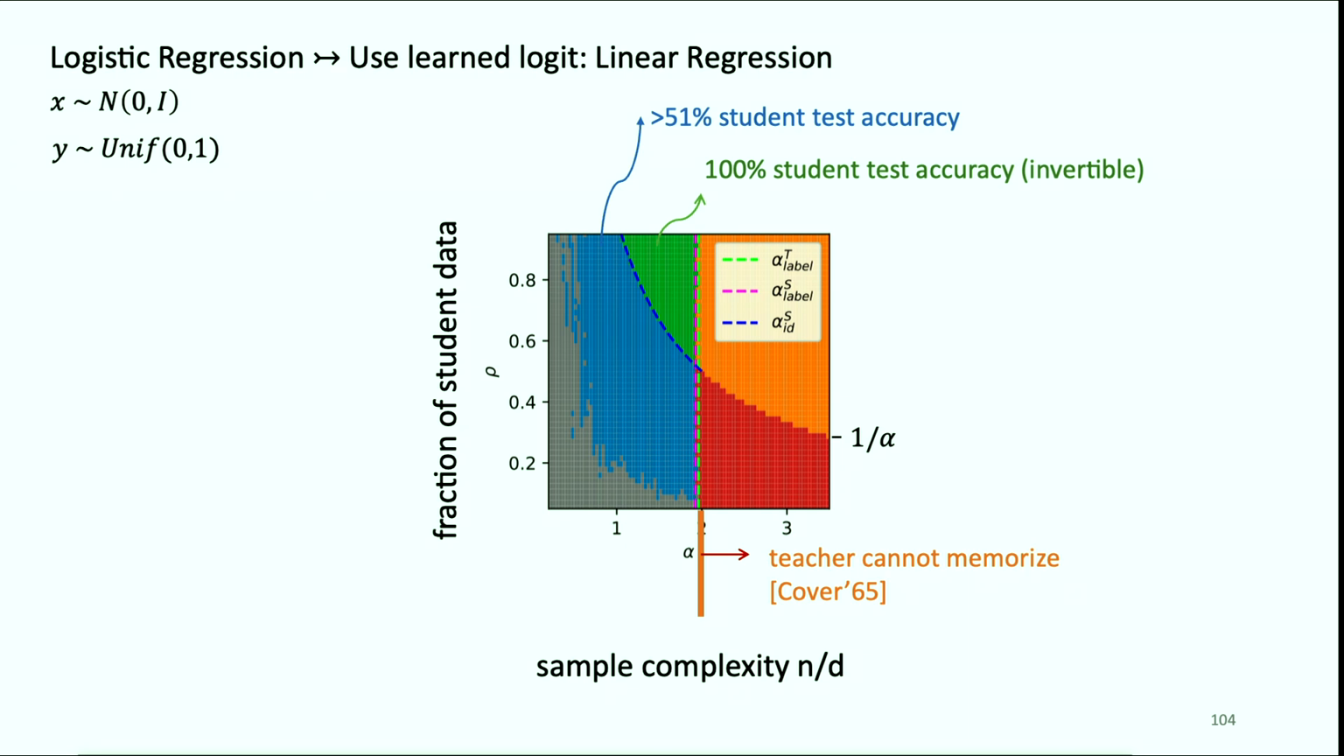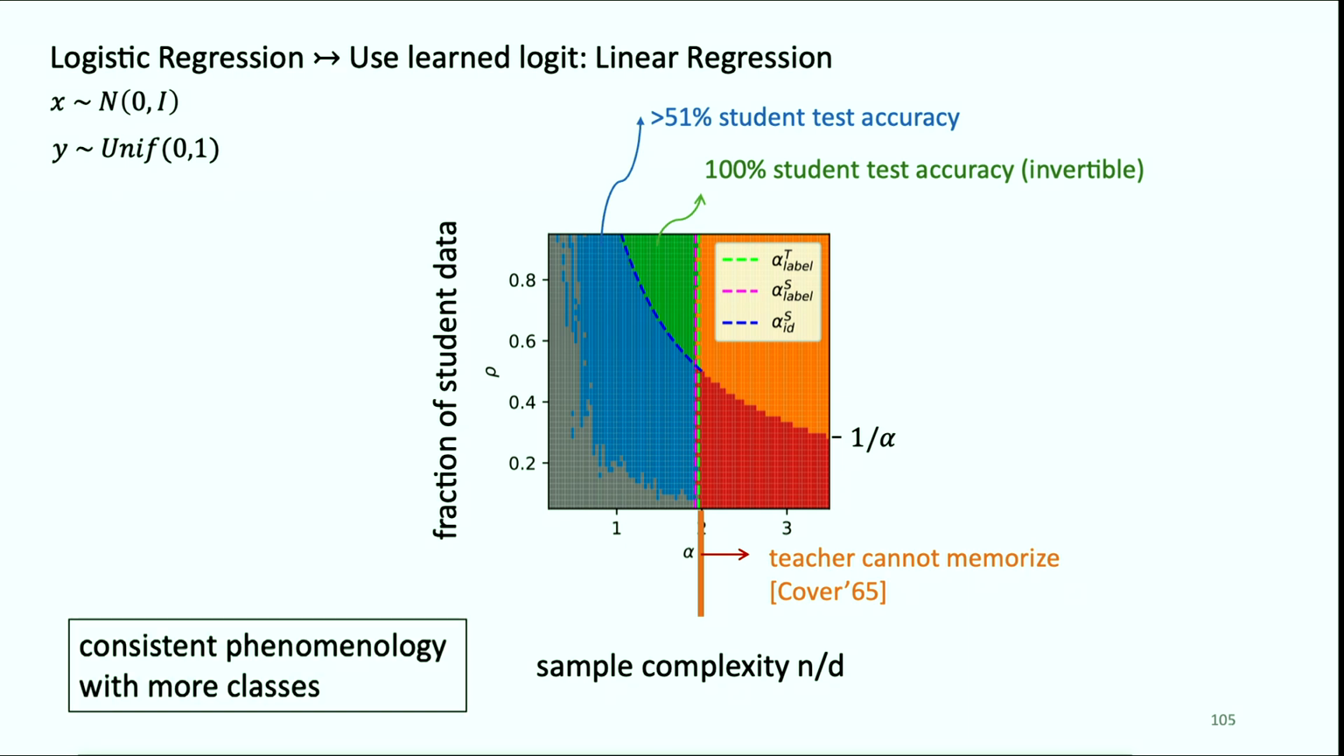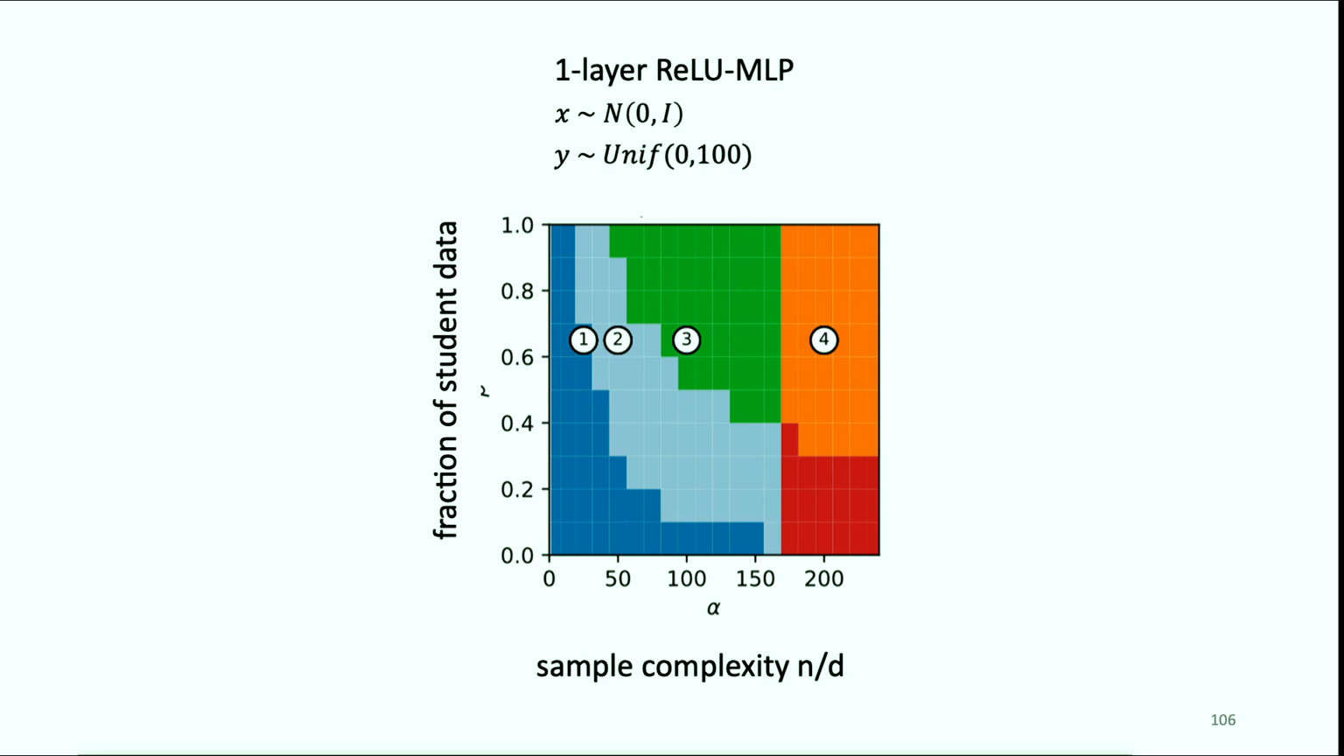But what you can see if you scale this experiment up to a nonlinear model, and with more classes, is similar. If you take multi-class logistic regression, then the phenomenology for a nonlinear setting looks similar. Here I'm not only scaling up the model, but also the number of classes. And we see a similar behavior where there's this border where the teacher capacity is not enough to memorize the training data, so we don't care about what happens after here.